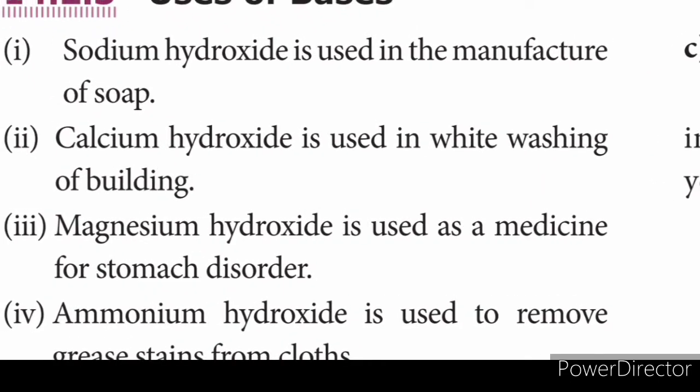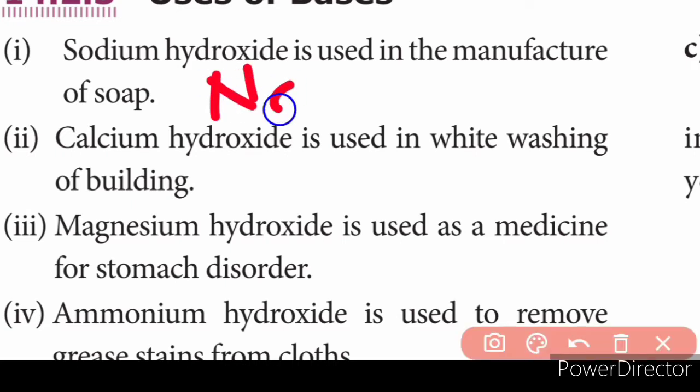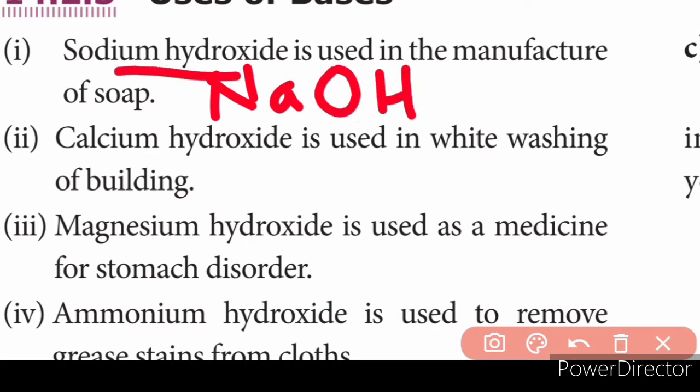So now let me discuss the uses of bases. Sodium hydroxide, NaOH, is an example of a base. Sodium hydroxide is used in the manufacture of soap. All the soaps and all the detergents have sodium hydroxide.